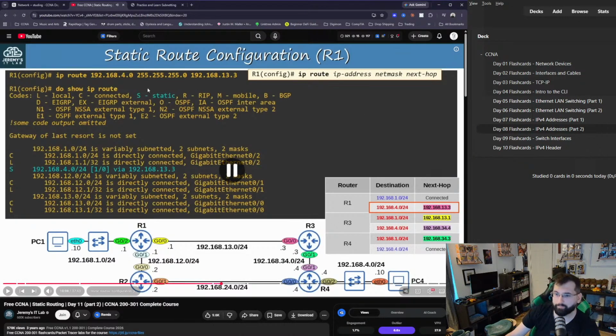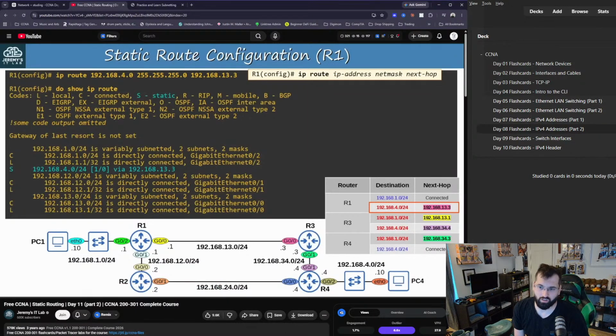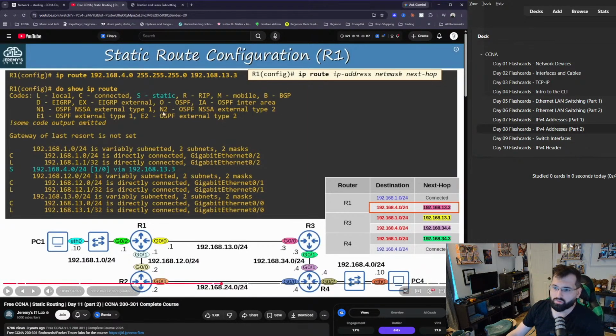I then checked R1's routing table. Okay. We are configuring ip route, IP address, netmask, next hop. So this is the IP address. I'm just not understanding certain IP addresses. Like, why did we use 0.4 right here?